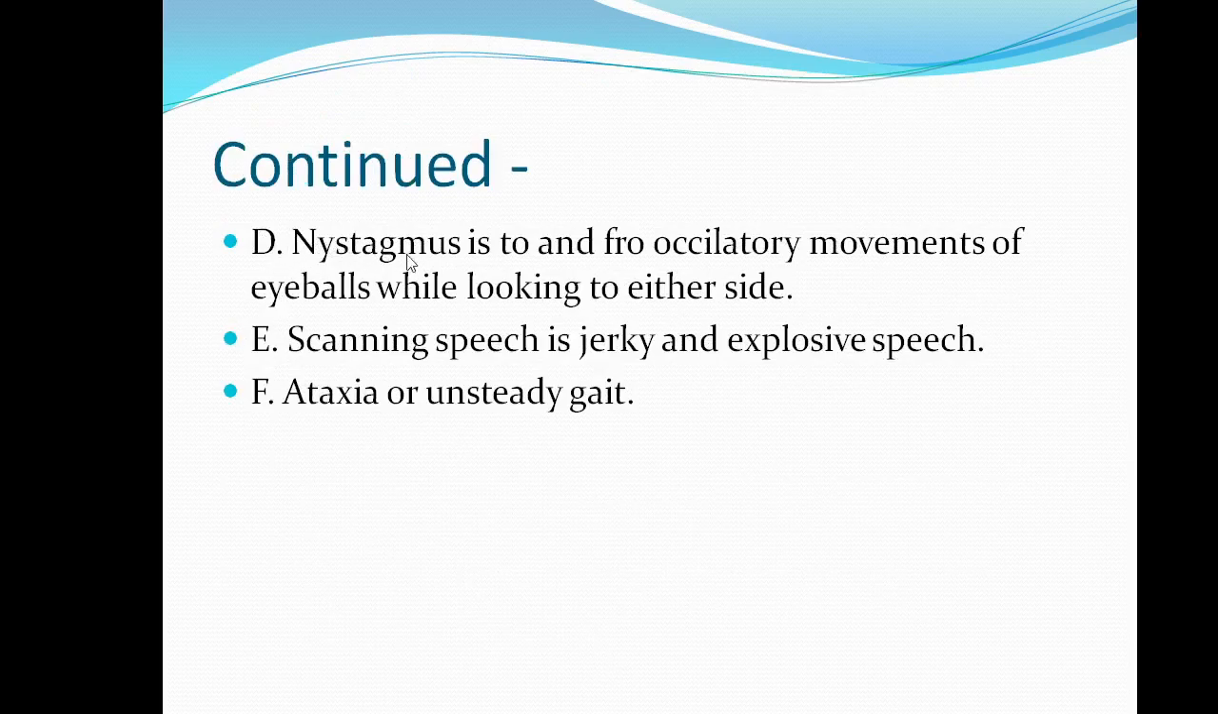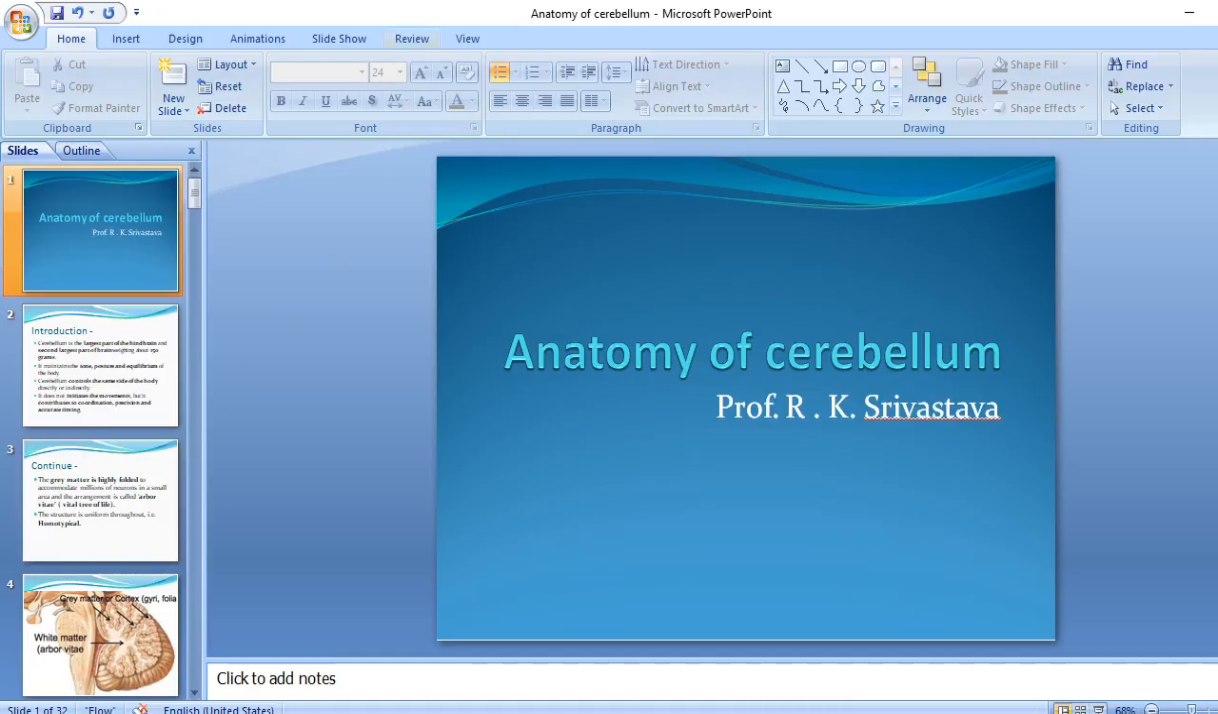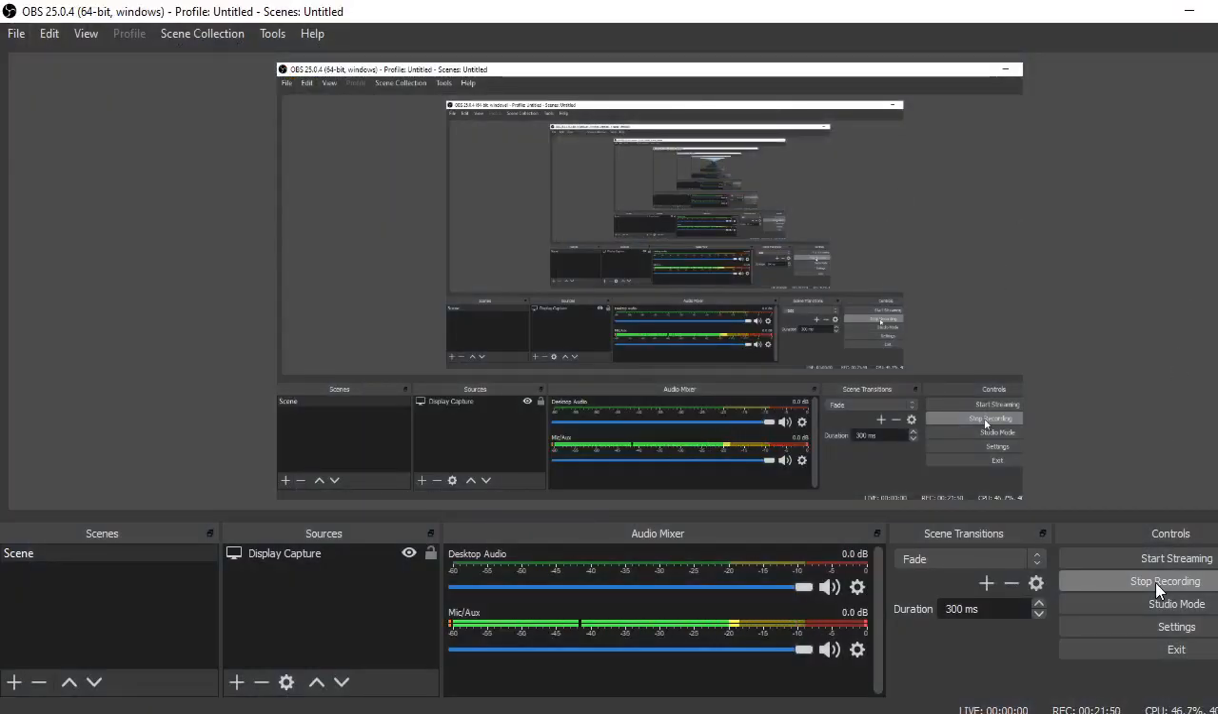Then nystagmus is to and fro oscillatory movements of eyeballs while looking to either side. Then scanning speech is a jerky and explosive speech. Then ataxia or unsteady gait. So this is all about the gross anatomy of the connections of the cerebellum, its blood supply, and the various clinical conditions associated with the cerebellum.